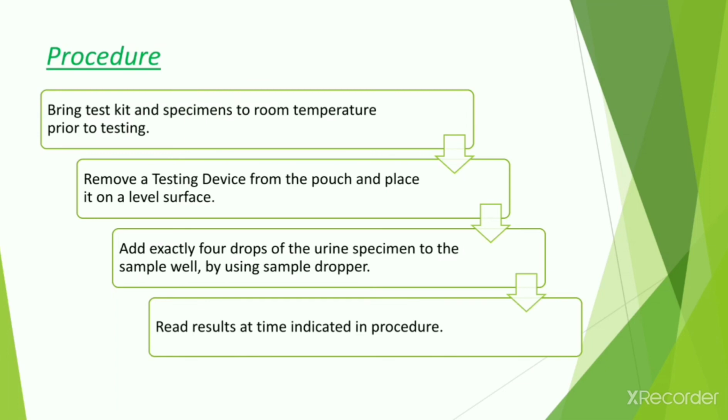Procedure of a home testing method. Bring test kit and specimen to room temperature before testing. Remove a testing device from the pouch and place it on a flat, labeled surface. Exactly add 4 drops of urine to the specimen well by using a sample dropper. Then read the result at the time indicated in the procedure.